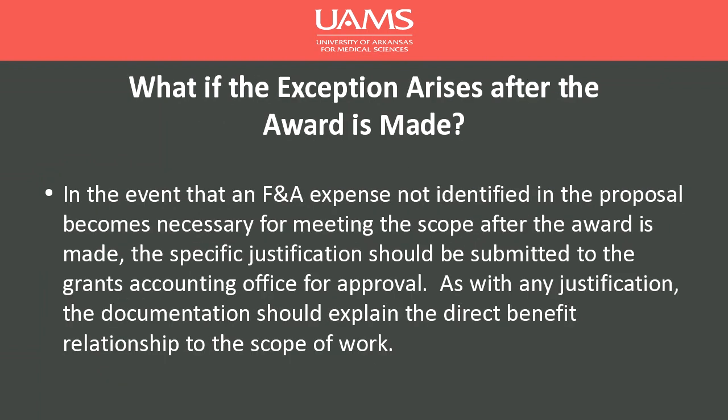Yeah, so we kind of touched on this: what happens if an exception arises after the award is made. It's got to be justified, and if the institution still deems that it is not an allowable expense, we're not going to allow that expense, even if the sponsor said, here you can have $20,000 for an executive assistant. We're not going to allow it. If they're not doing something specific where their effort is able to be shown on that project, it would not be allowable.